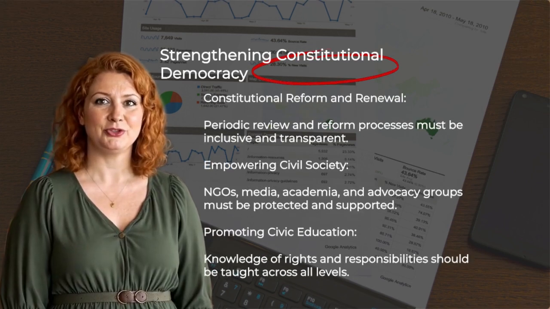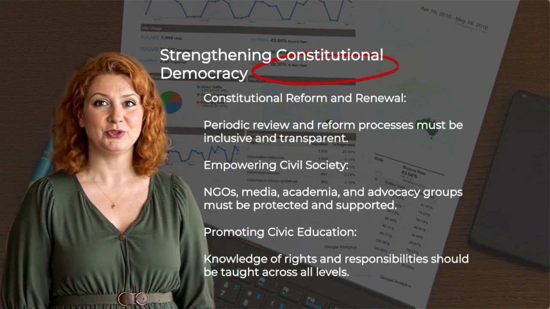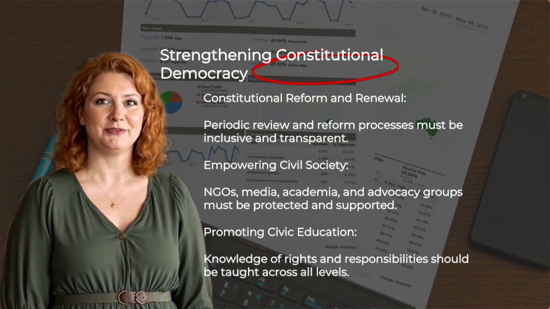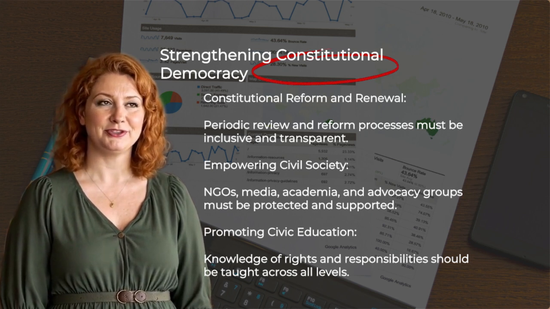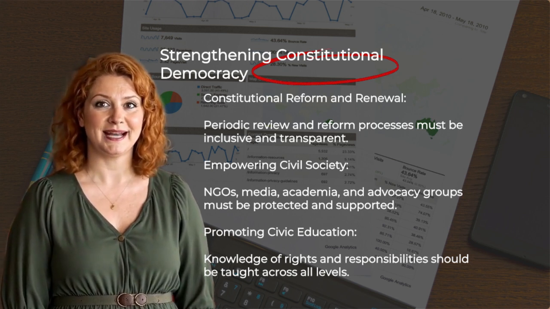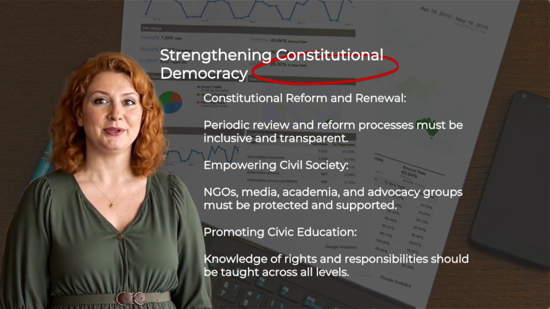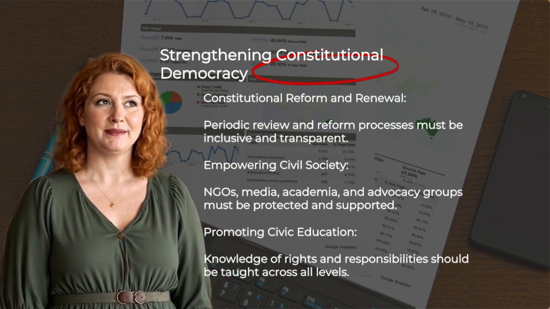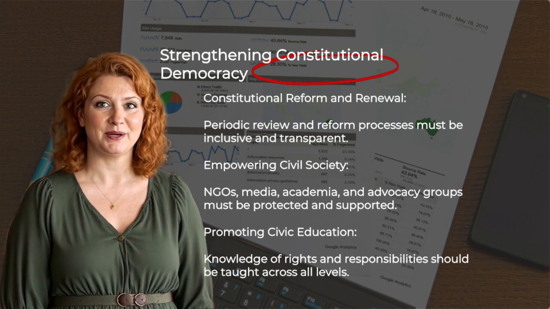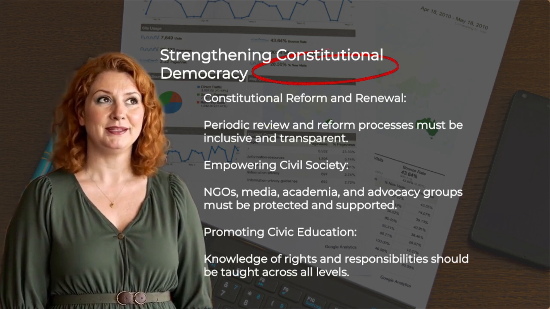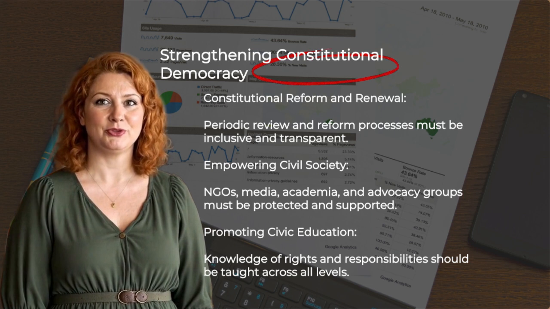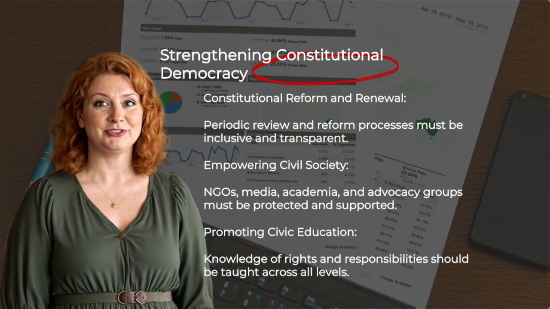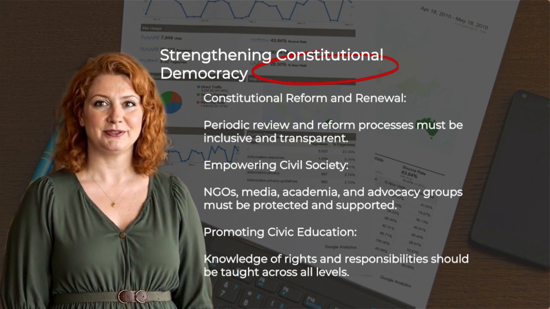5. Strengthening constitutional democracy. Constitutional reform and renewal. Periodic review and reform processes must be inclusive and transparent. Empowering civil society: NGOs, media, academia, and advocacy groups must be protected and supported. Promoting civic education. Knowledge of rights and responsibilities should be taught across all levels. Strengthening rule of law institutions. Judiciary, legislature, and anti-corruption bodies must be well-resourced, independent, and transparent.